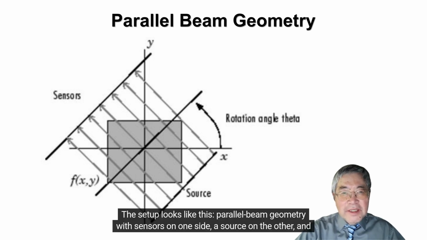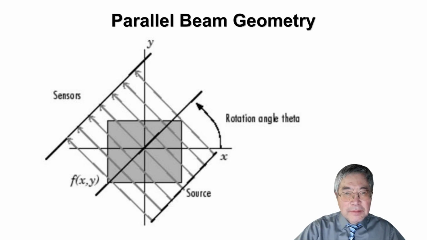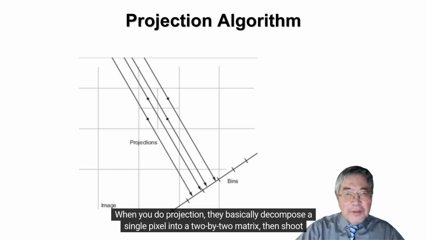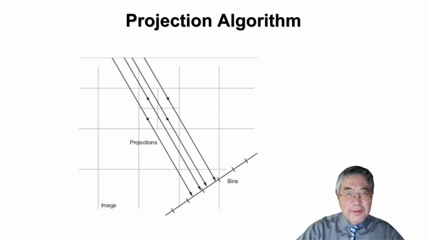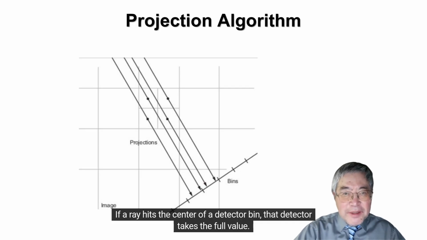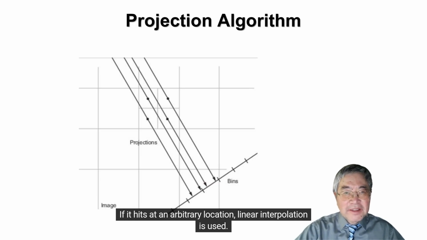The setup looks like this: parallel beam geometry with sensors on one side, a source on the other, and the system rotating by the angle theta to collect projections. When you do projection, they basically decompose a single pixel into a 2x2 matrix, then shoot rays through all these centers into the projection domain. If a ray hits the center of a detector bin, that detector takes the full value. If it hits the boundary between two detector bins, the value is divided equally. If it hits at an arbitrary location, linear interpolation is used.